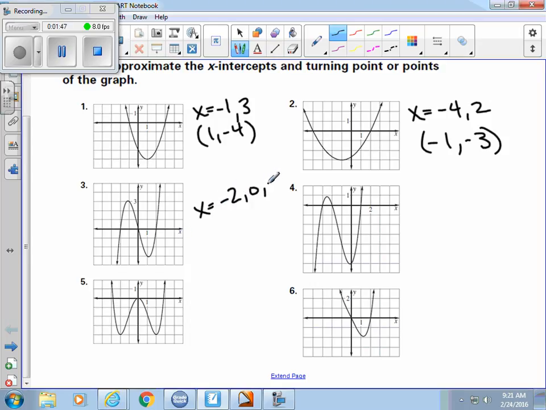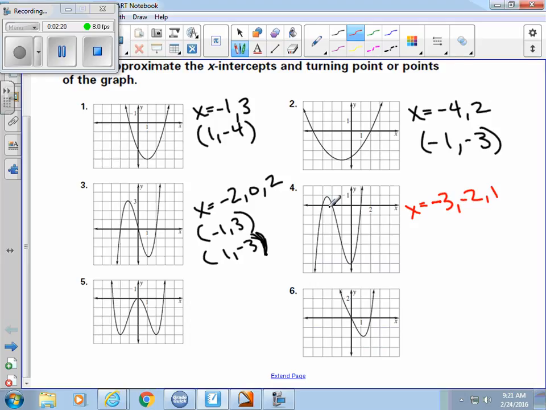-2, 0, and 2. Turning points. There are 2 of them. -1, 3, and 1, -3. -3, -2, and 1. Am I going too fast?